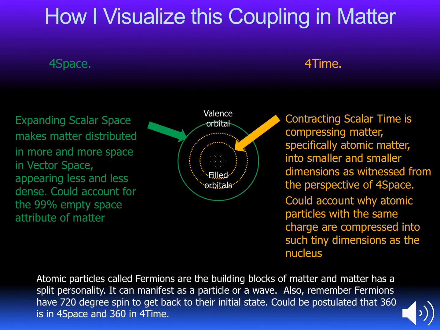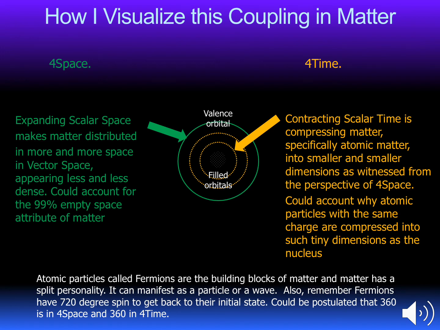How do I visualize this coupling in matter? So we have these 2 coupled universes, 4-space and 4-time. Let's start with 4-time, the universe that's unobservable and that we have trouble detecting. We see that when the scalar space is expanding, then scalar time is contracting, and what it would do is compress matter. So if the nucleus is in 4-time, it would take all of the matter that's in the nucleus and compress it into smaller and smaller spaces. So this is what we would witness. This is happening from the perspective of 4-space.